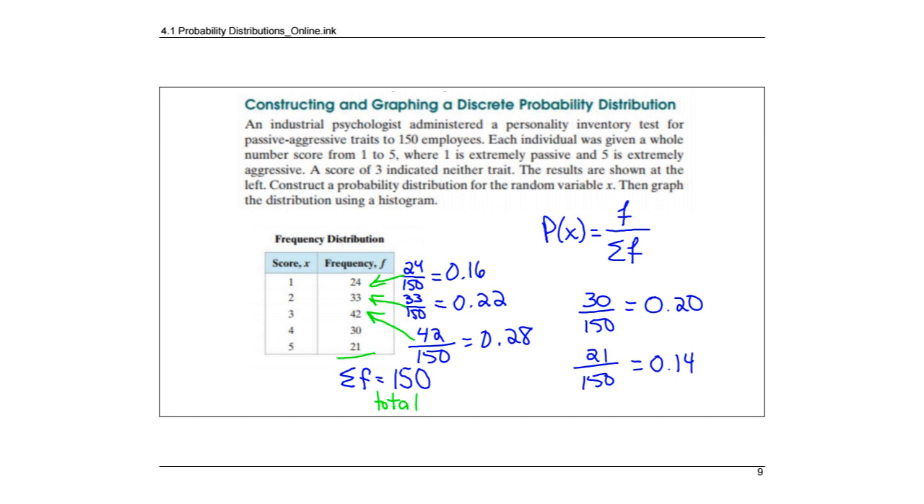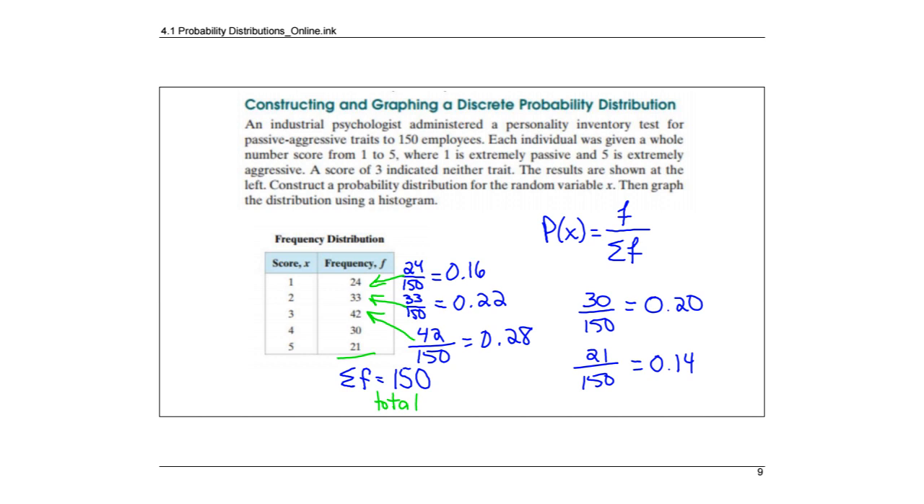Let's take a look at our frequency table here. An industrial psychologist administered a personality inventory test for passive-aggressive traits to 150 employees. Each individual was given a whole number score from 1 to 5. So that's our discrete score, where 1 is extremely passive and 5 is extremely aggressive. The score of 3 indicated neither trait.